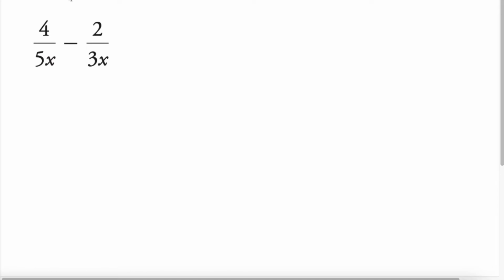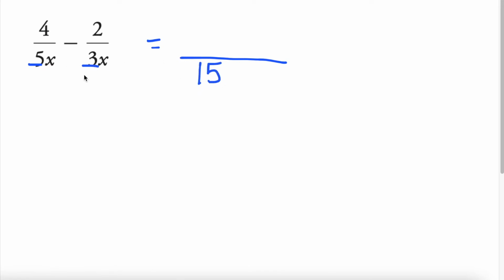So we have 4 over 5x minus 2 over 3x. So what's the first thing that we do? We have to multiply the denominators to get a common denominator, right? So what's 5x times 3x? We multiply the two numbers first. So we have 5 times 3, so we get 15, right? Then we have an x over here and an x over here. And if you watched the previous video about how to multiply and divide fractions, we know that x to the 1 times x to the 1 is the same thing as x to the 1 plus 1, which is equal to x squared. So we know the bottom is going to be 15x squared.